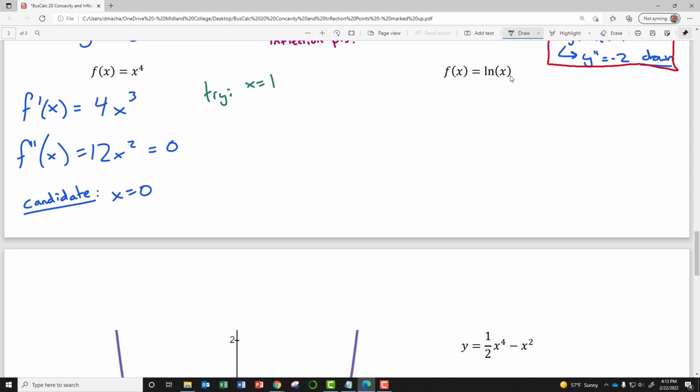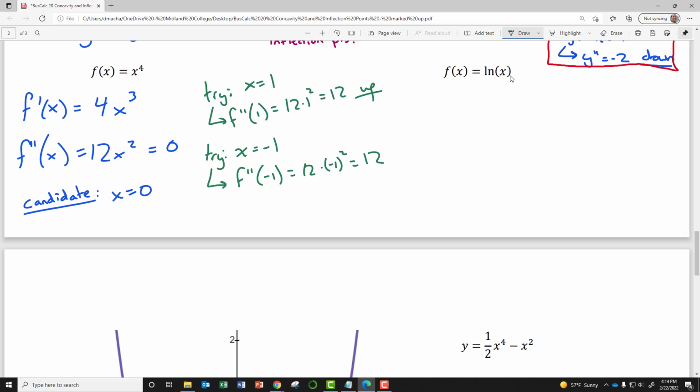x equals positive 1, because that's a little bit to the right of my candidate inflection point. And so in that case, f double prime evaluated at 1 becomes 12 times 1 squared, which is positive 12. So we are concave up there. And then let's try x equals negative 1, because that's a little bit to the left of my candidate. And if I evaluate f double prime of negative 1, this will be 12 times negative 1 squared, which is still positive 12, which is still concave up.